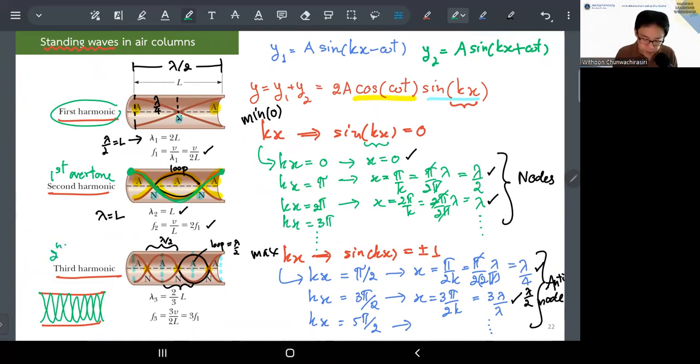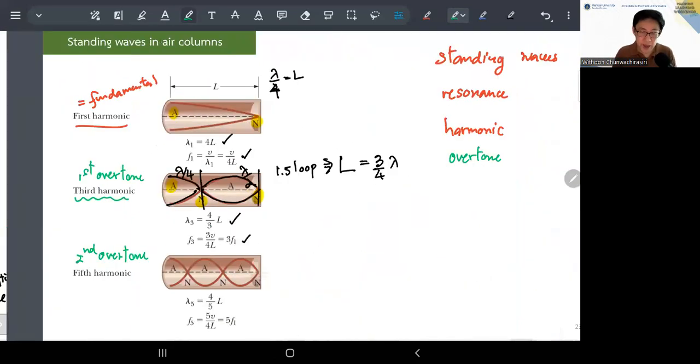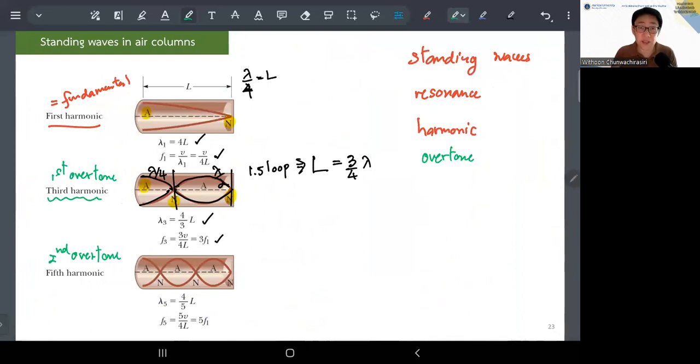The second tone above the fundamental, you call it second overtone. All right. But for the open air columns, the first overtone is the second harmonic. The second overtone is the third harmonic. But here, the first overtone is the third harmonic, 3 times. The second overtone is the fifth harmonic, 5 times, on and on. It depends on the system.